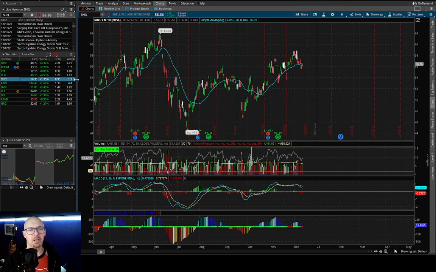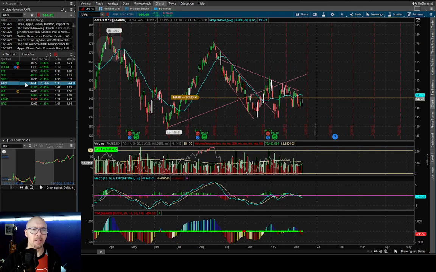Shell, I look at it, we're kind of hanging around the moving average. We got an inside bar. There's kind of a lot of structure in this area. I don't see enough here for me to get excited about. Apple, I am a little bit more interested in. We had an outside day.